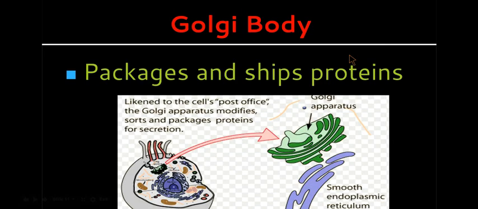The next organelle is the Golgi body. I like to think of the Golgi body as the FedEx of the cell. It packages and ships proteins. So it makes them all nice and compact, winds them up tight, and sends them where they need to go, just like FedEx sends packages all over. Right here they call it a post office. That would work too.